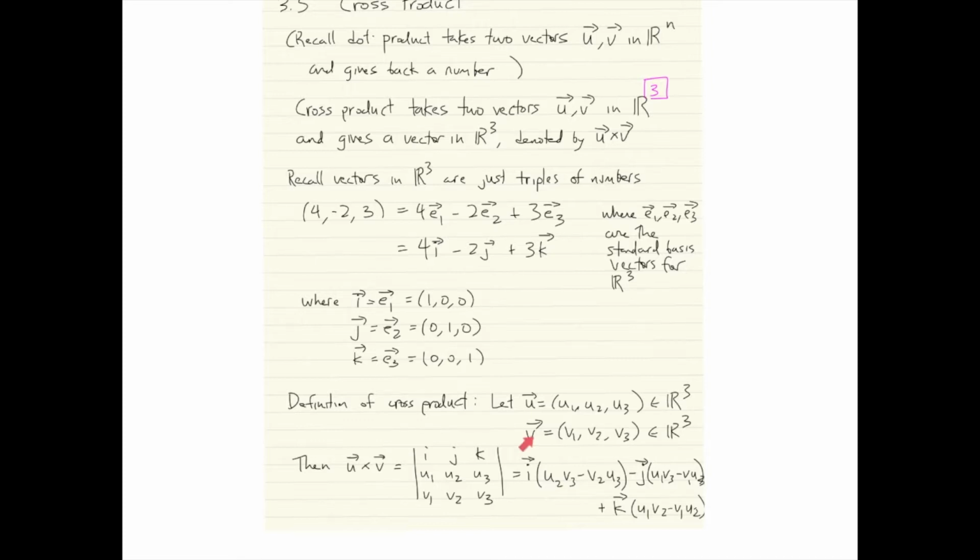Given two vectors u and v in R3, so that means u has components u1, u2, and u3. Let the components of v be v1, v2, and v3. Then the cross product of u and v, by definition, is the determinant of this matrix with i, j, and k in the first row, followed by u1, u2, u3, v1, v2, and v3. Expanding this determinant across the first row, it's i times the determinant of this matrix here, which is u2 times v3 minus v2 times u3. So that's what I've written here.